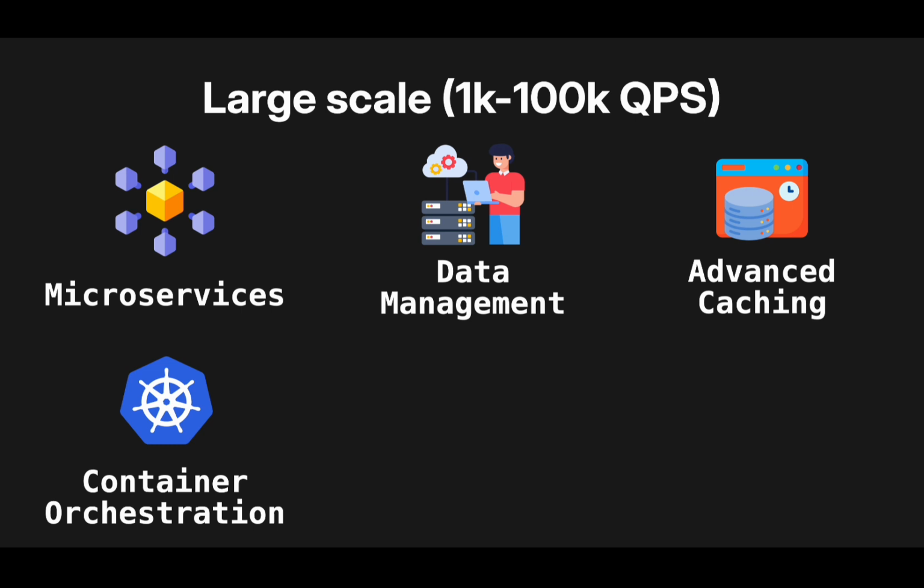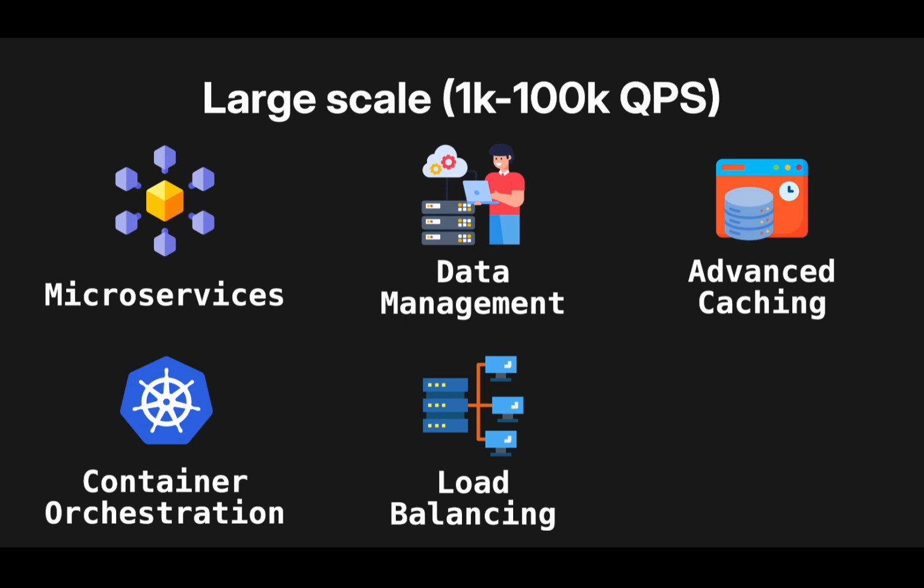Container orchestration is another tactic you can use. Large-scale systems rely on container orchestration with tools like Kubernetes in order to manage hundreds or even thousands of different containers. Once again, load balancing is also essential at this scale, but you will have to start looking at more advanced load balancing strategies and traffic management to ensure that requests are spread evenly across servers, optimizing resource usage.